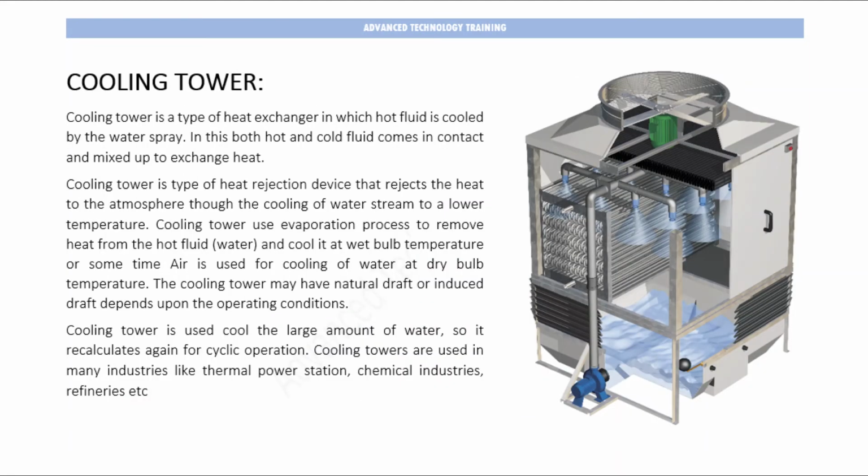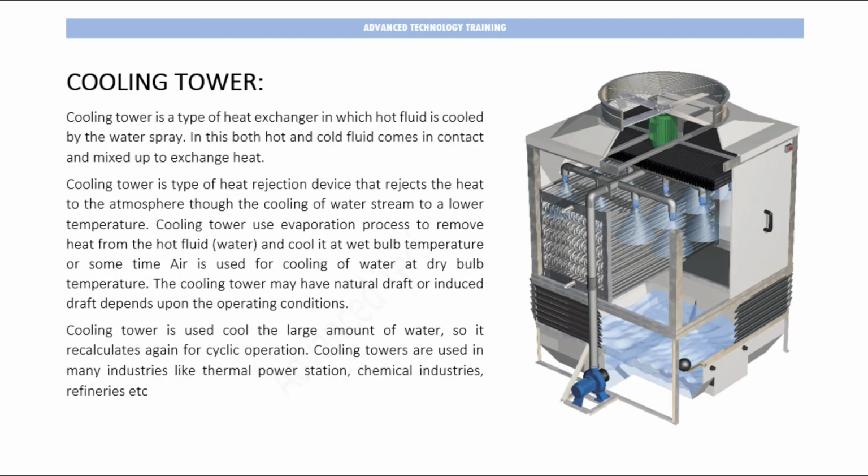Cooling tower. A cooling tower is a type of heat exchanger in which hot fluid is cooled by water spray. In this, both hot and cold fluid come in contact and mix to exchange heat. A cooling tower is a type of heat rejection device that rejects heat to the atmosphere through the cooling of a water stream to a lower temperature. It uses evaporation to remove heat from the hot fluid, water, and cool it to wet bulb temperature, or sometimes air is used for cooling water at dry bulb temperature.